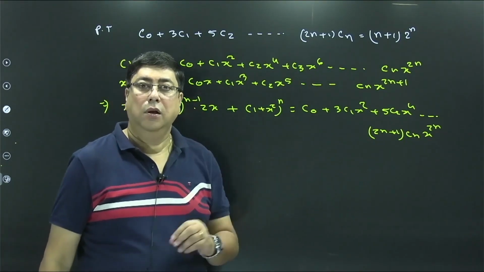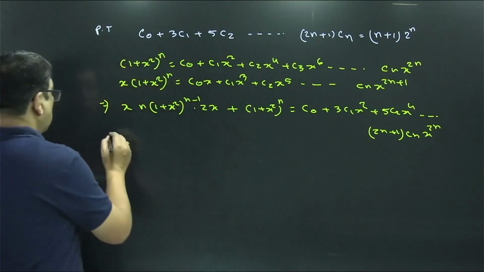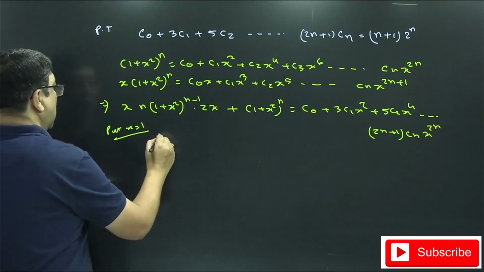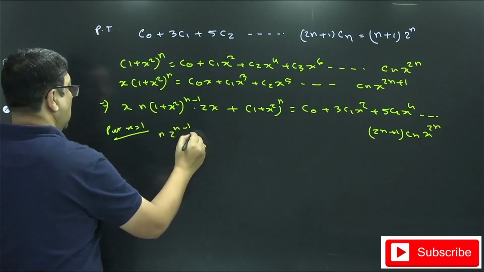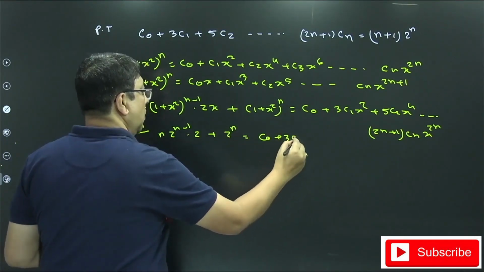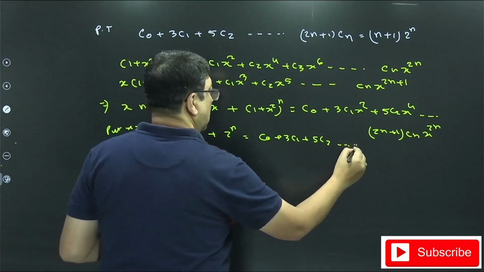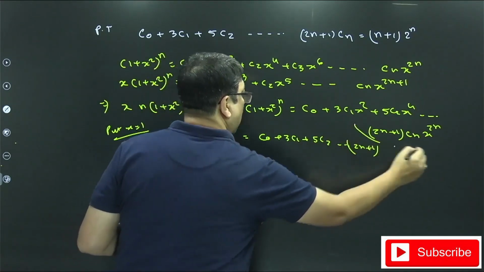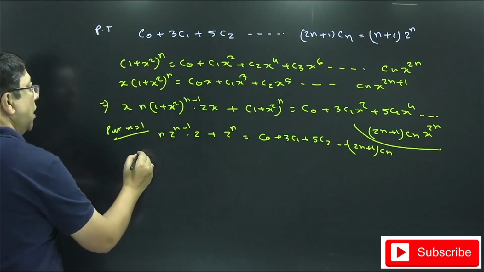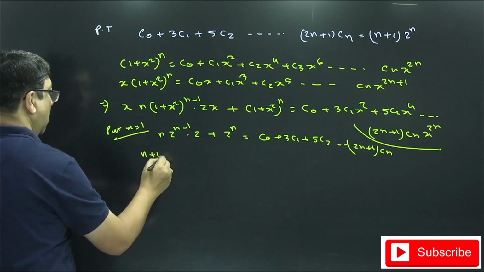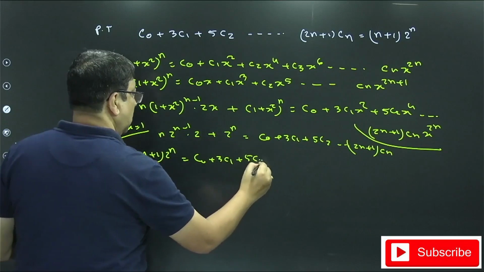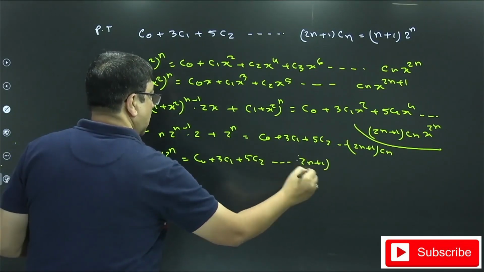Now put x equal to 1. Putting x equal to 1, we get n into 2 to the power n minus 1 into 2, plus 2 to the power n, equal to c0 plus 3c1 plus 5c2 and so on up to 2n plus 1 cn. Therefore, n plus 1 into 2 to the power n equals c0 plus 3c1 plus 5c2 and so on. Hence is the proof.